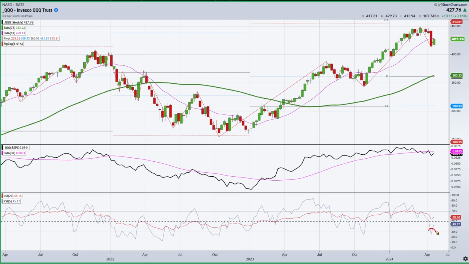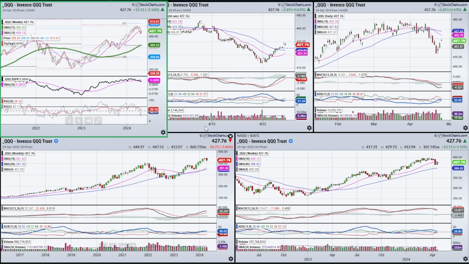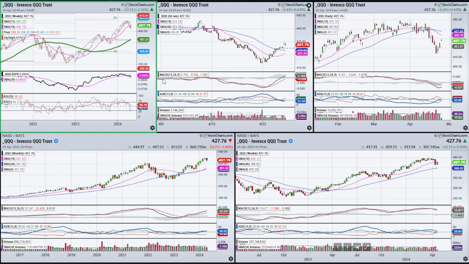Now, we do have RSI that got deeply oversold. How this plays out is going to be critical. There are so many counteracting signals right now taking place.